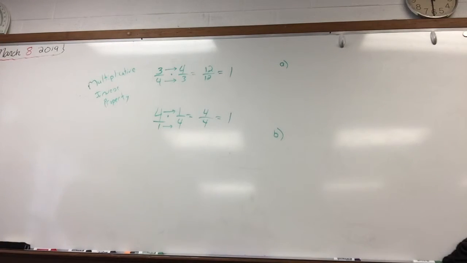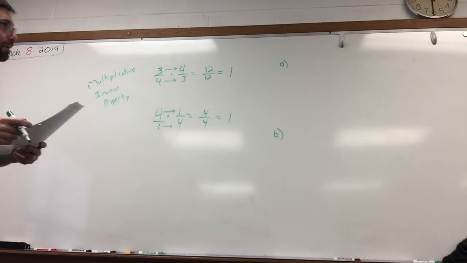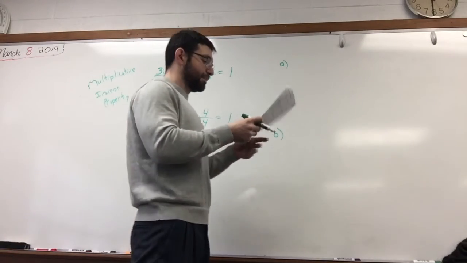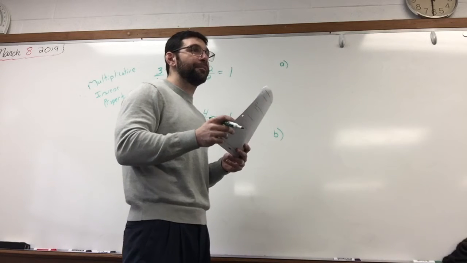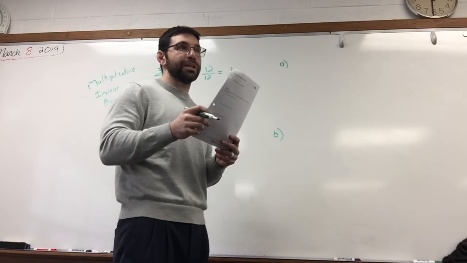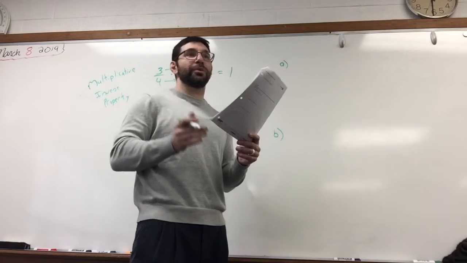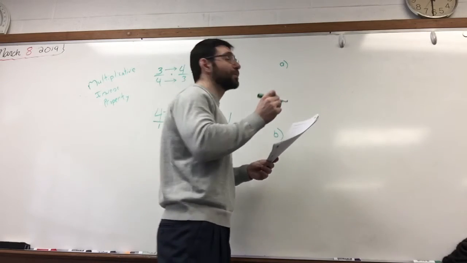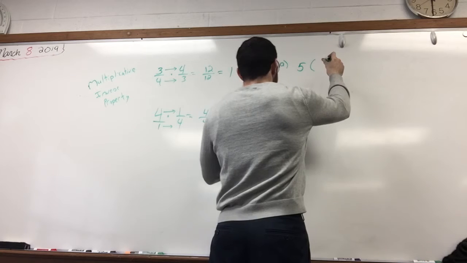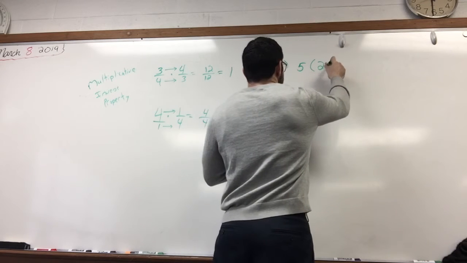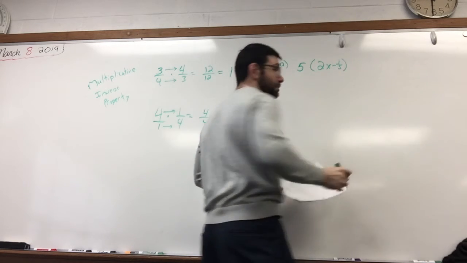So for letter A, it says the multiplicative inverse of 1/5 and 2x minus 1/5. Well, if it's using the multiplicative inverse, what are we going to do with that 1/5? What are we going to change the 1/5 to so that we're able to multiply it? The reciprocal. So letter A is going to get written as 5 multiplied by 2x minus 1/5.